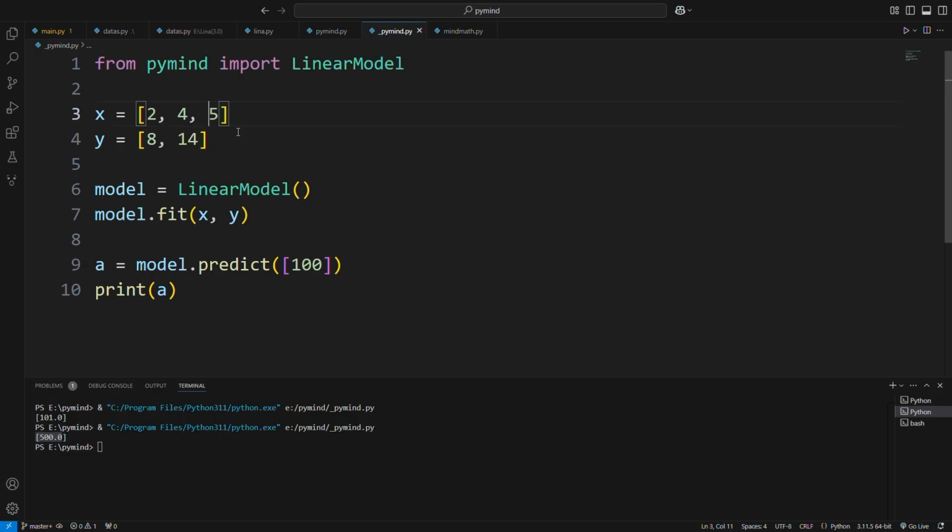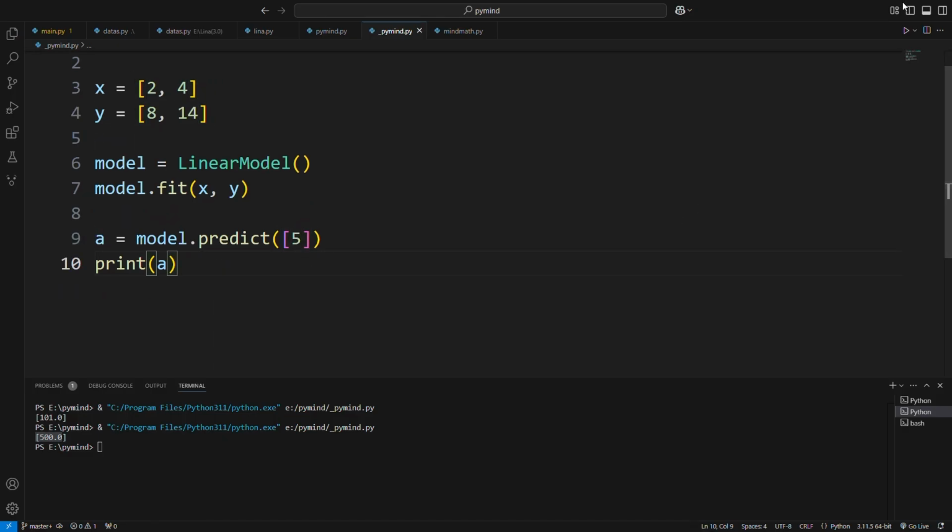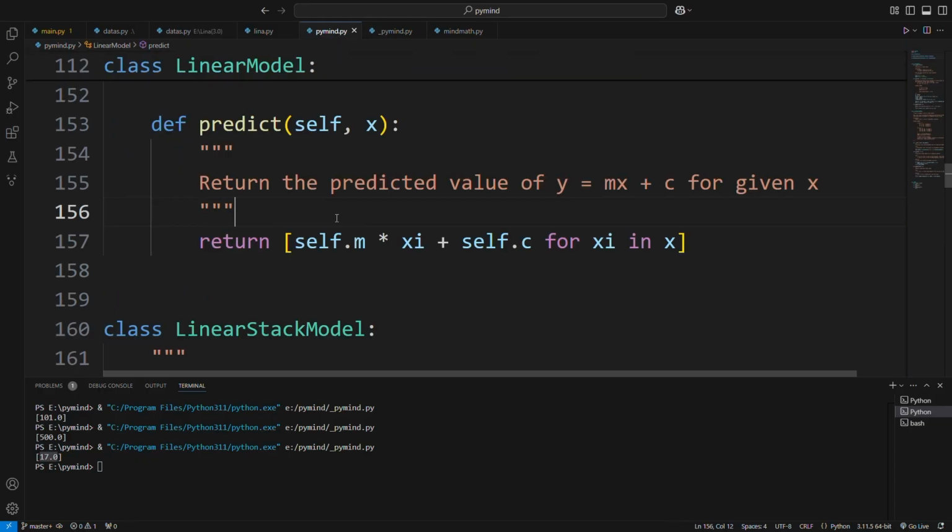Let's just remove this and let's put here 5. 17 is expected, right? Yep, it works. So this is our linear model.